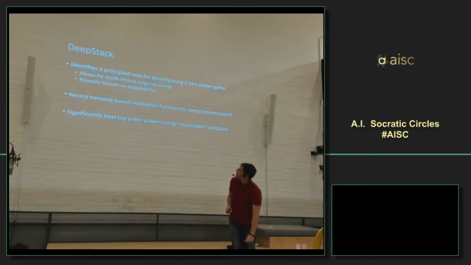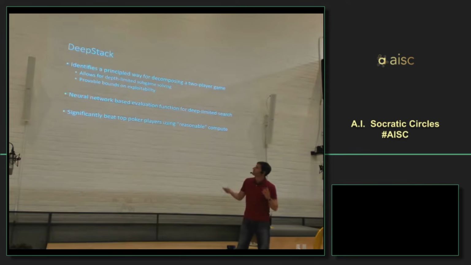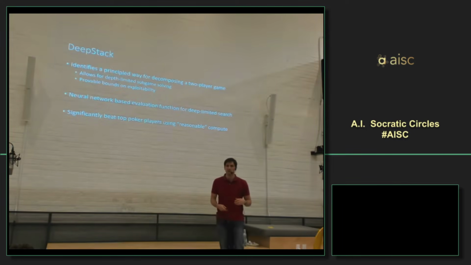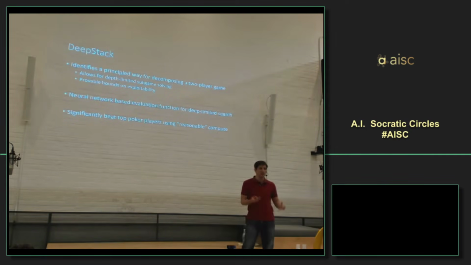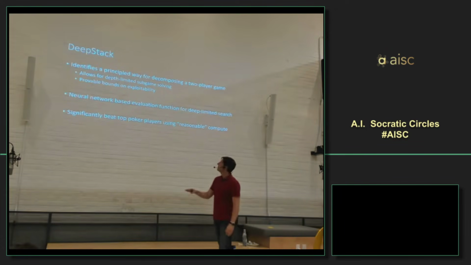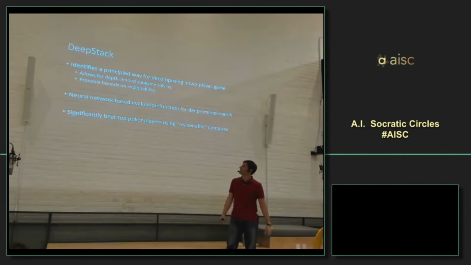Okay. Now what they're doing here is they actually did figure out a way to decompose the game that allows for the depth-limited subgame solving that they do. That's one of their big contributions here. That uses a neural network-based value function for those depths. And then they put it together to significantly beat top poker players. So that's essentially what we're talking about here.